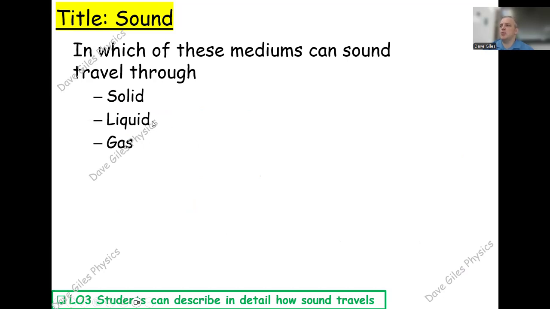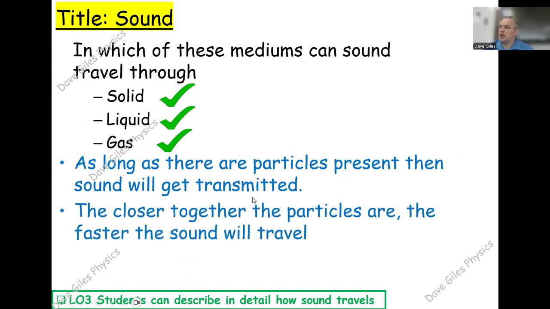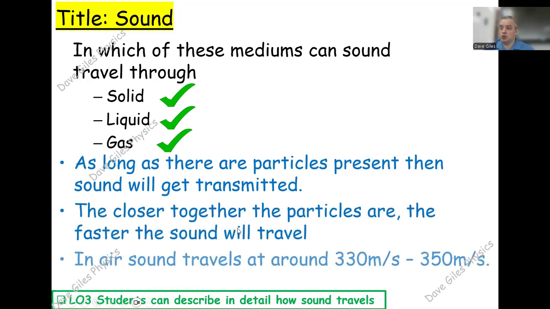So which of these mediums can sound travel? Well, it can actually travel through all three: solid, liquid, and gas. As long as there are particles present, then sound will be transmitted. The closer together the particles are, the faster the sound will travel. So in air, sound travels at around 330 meters to 350 meters per second, depending on a few factors such as temperature and pressure.